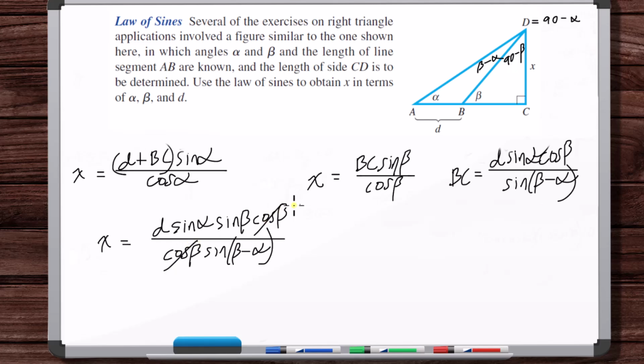These cancel, and so we're left with x equal to d sine alpha sine beta over sine of beta minus alpha. And there we go.